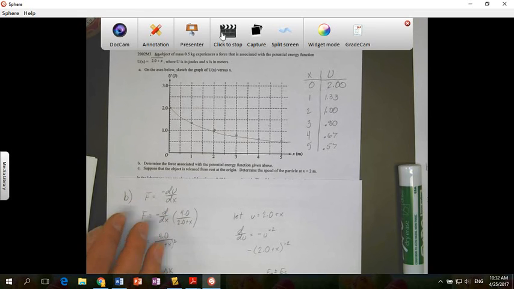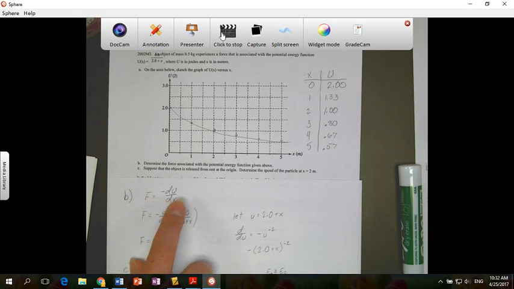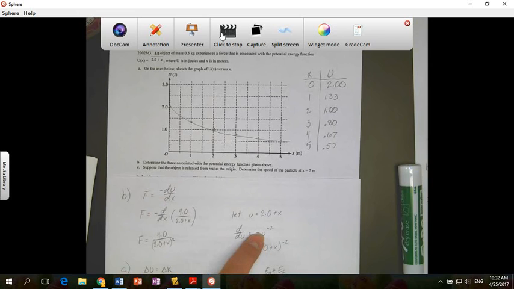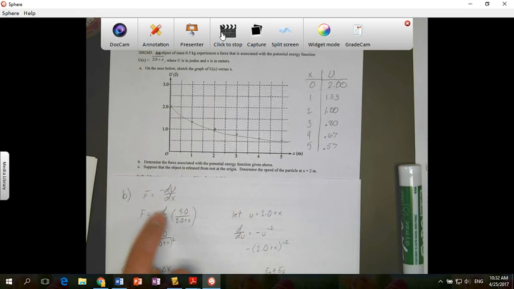Then for part B, you need to determine the force associated with the potential energy function as given. Force is the negative derivative of potential energy with respect to x. So then I'm going to take this. Now, if I'm looking at just this function down below, taking that derivative, you can see it ends up negative. So the negative here cancels out, and you end up with this function as your force.